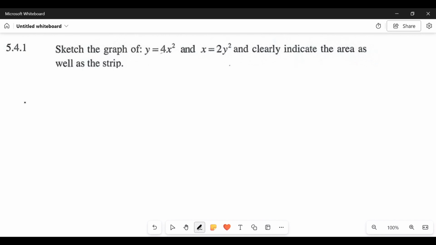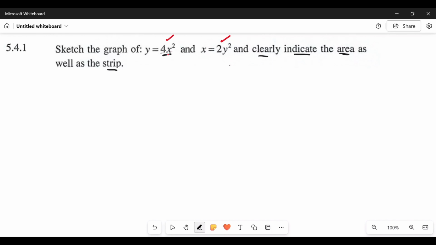Right, here's our 5.4.1. Now, they want us here to sketch the graph of y equals 4x squared, and another graph which is x equals 2y squared. And they want us to clearly indicate the area as well as the strip. So when it's like this, guys, we have two graphs here. We have this one here and that one there. Now, when I look at this graph here, this is actually a parabola because you have x squared, right? And this one here, it's more like an inverse of a parabola.